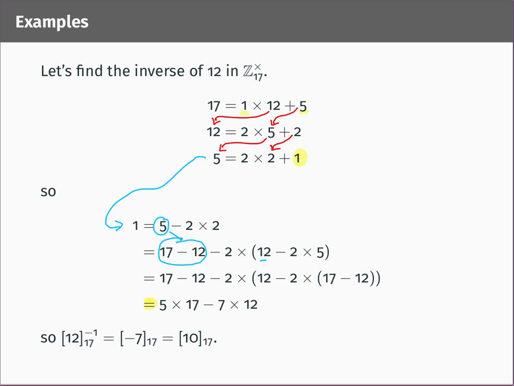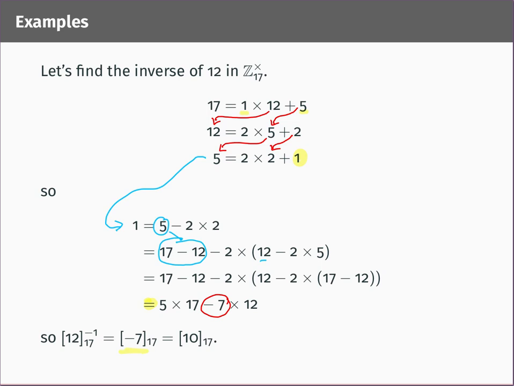Now remember what the result said. The result said that the inverse of the class of 12 was the thing that you ended up multiplying 12 by in the expression for 1 as something times 12 plus something times 17. So the inverse that we want is the class of this. And don't forget that minus sign. The inverse is the class of minus 7, not the class of 7, the class of minus 7. So the inverse of the class of 12 modulo 17 is the class of minus 7 modulo 17.